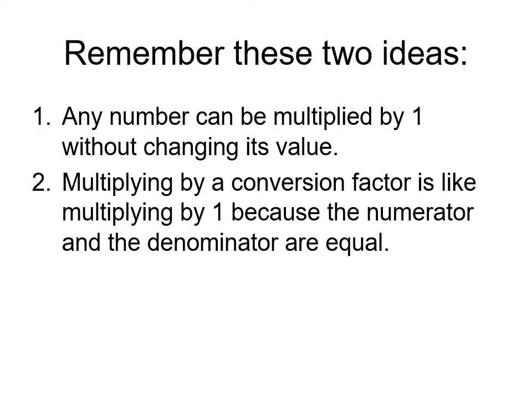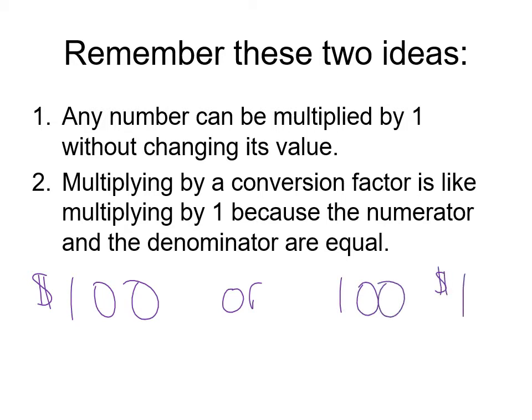And when we convert units, we're not changing the value of the number. If you have a $100 bill, or you can have 100 $1 bills, guess what? It's still 100 bucks. And so when I change my units, like from centimeters to meters, the value is still the same, even though the unit is something different and the number is something different. The actual value of it doesn't change, just like having a $100 bill and 100 $1 bills has the same value.